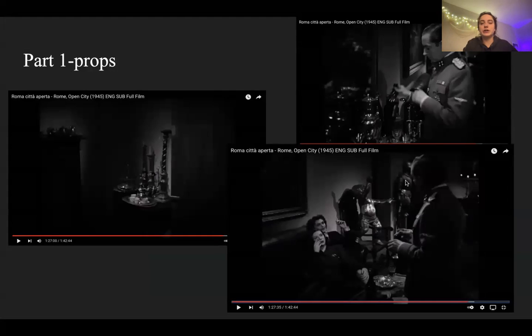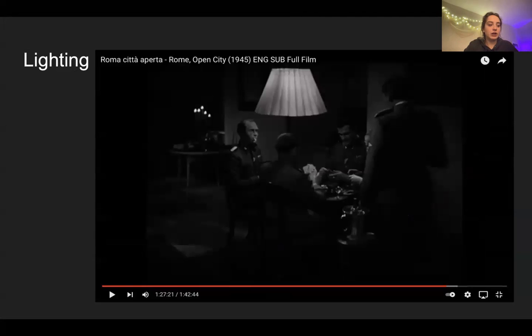I think this was included in the film to give the sense of lavishness with these German officers and their common room, and to give the notion that German officers at this time could afford these very expensive, nice things to just have around, just very decorative stuff, and just to give the sense of wealth. So next I'll be talking about lighting.